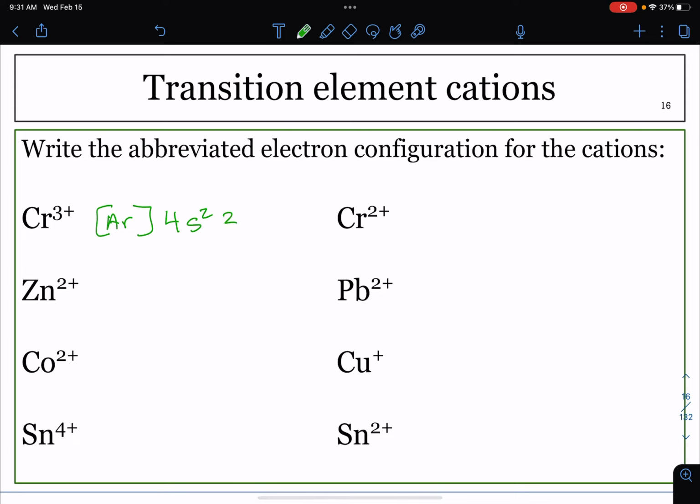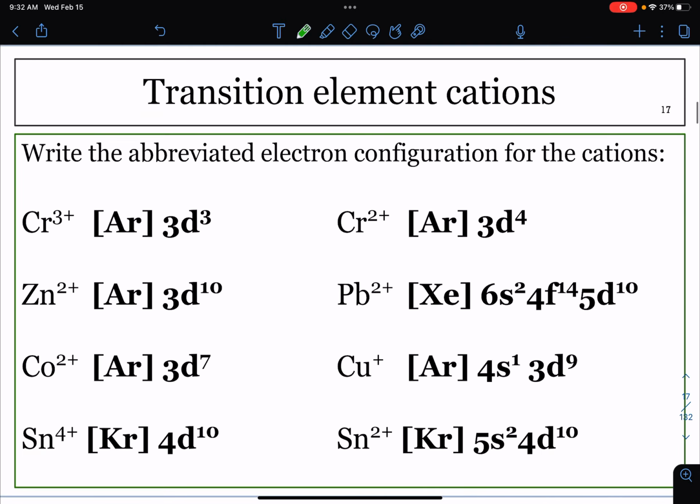4s2 and then 3d4. Chromium 3 plus needs to lose 3 electrons, so we're going to take electrons from the 4s2 subshell first. Now we have made a chromium 2 plus, but now let's take one more electron from the 3d subshell. There is our electron configuration for chromium 3 plus. Write the abbreviated electron configurations for the remaining ions here. Here are the answers. You can now complete problem set 7.1.